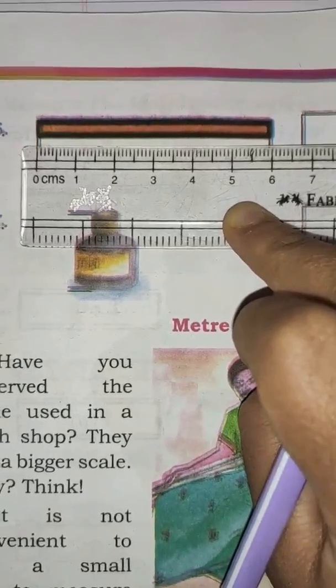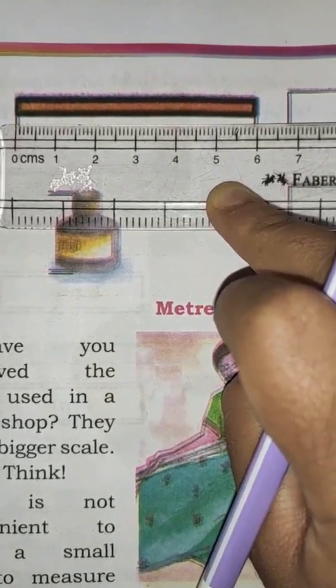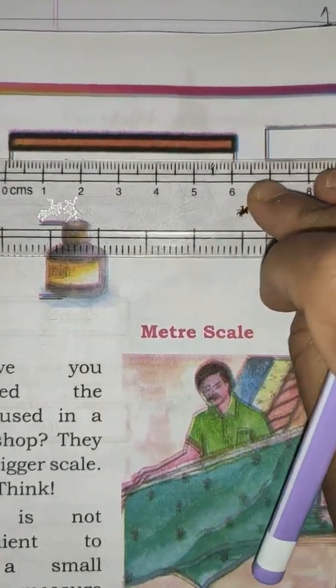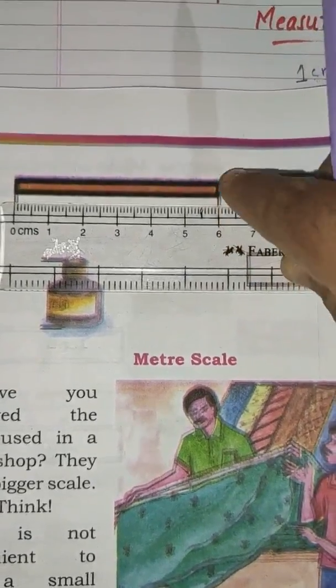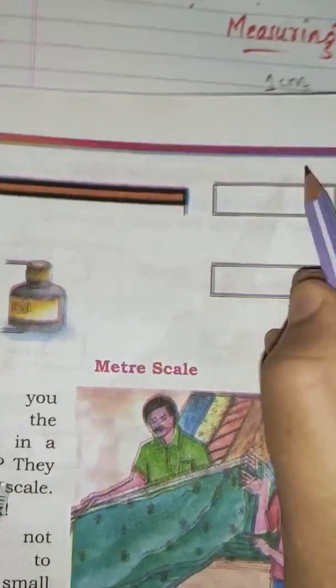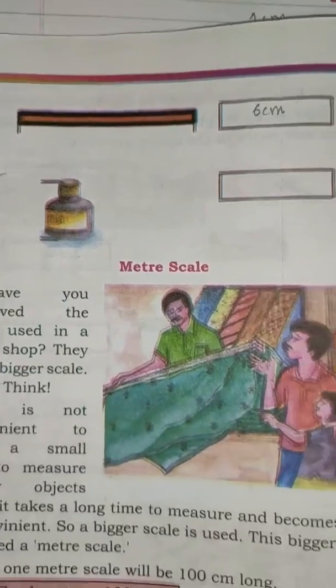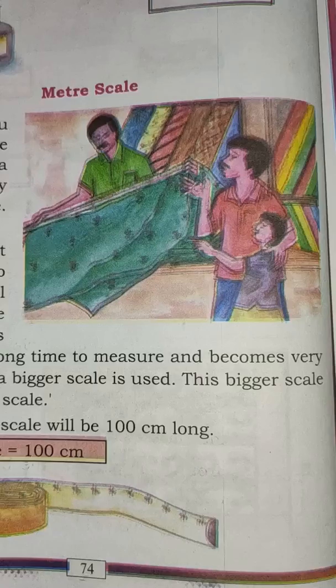Just read it. Count the numbers here, centimeters. 1, 2, 3, 4, 5, 6, 7. 7 or 6? Yes, it's 6 centimeter. Here you can see. Yes, it is a 6 centimeter. Yes, the end point is on 6 centimeters. So we'll write 6 centimeter. Understood children? So you just do this by yourself. Okay. Now we'll move to another topic of this lesson.